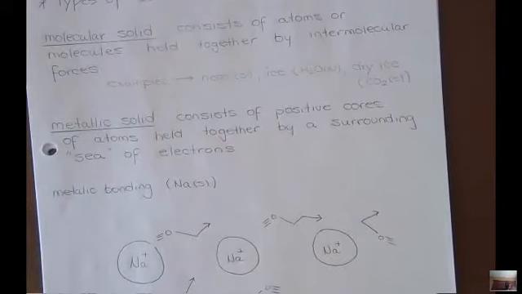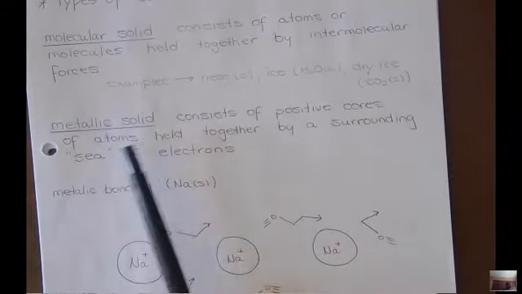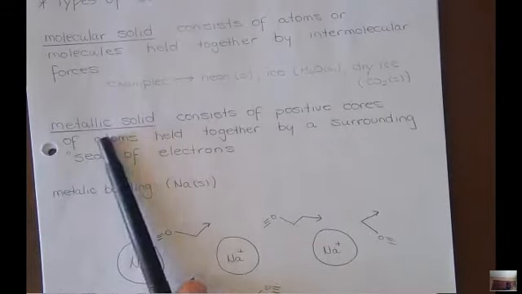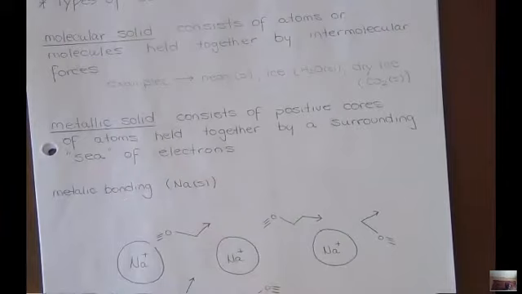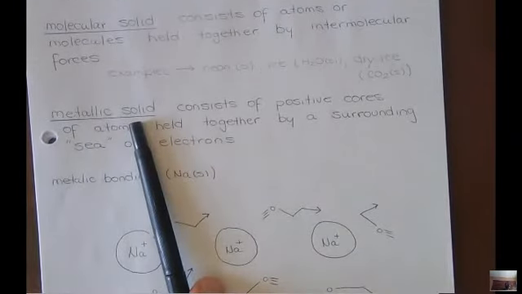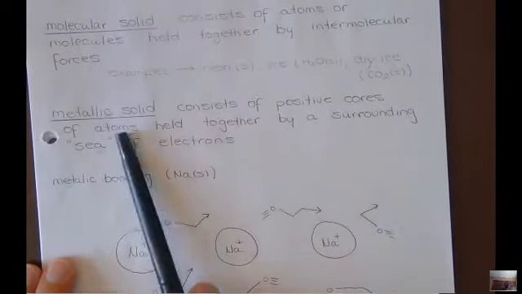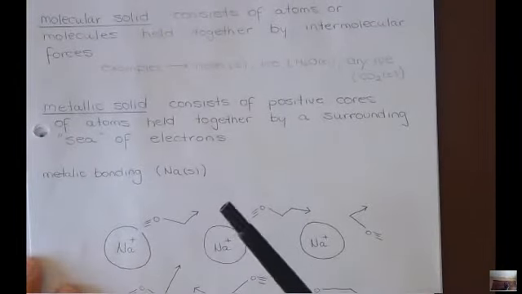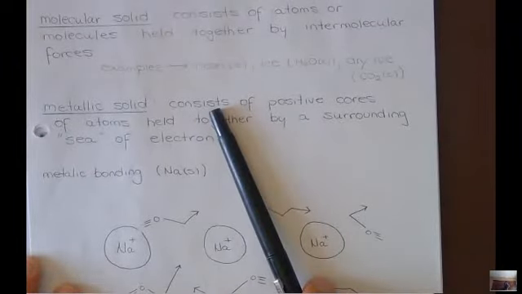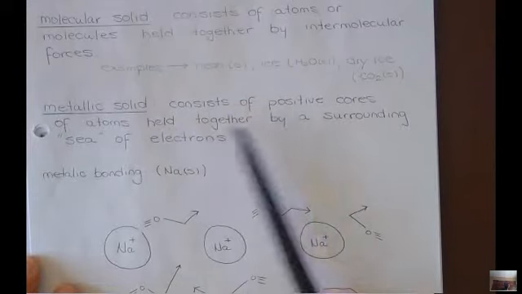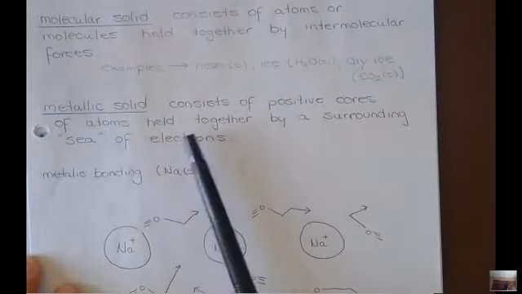Metallic solids are different. Metallic solids are what we think of when you think of a piece of iron. There is a crystal structure that goes on inside a piece of iron, and we call the bonds between the individual metal ions that I have drawn down here the structure for the metallic solid. Both of these have a very specific crystal structure. So let's read this. It consists of positive cores of atoms held together by a surrounding sea of electrons.